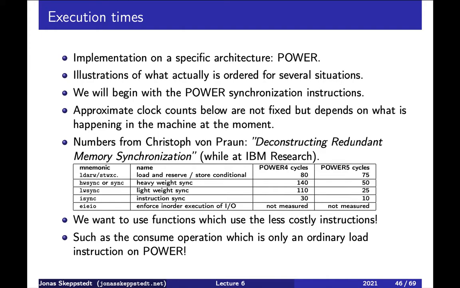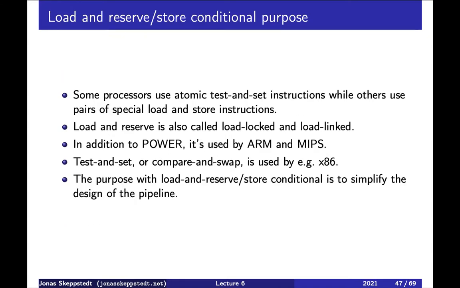Okay, so let's look at what they do. First, recall load and reserve and store conditional. I have mentioned this before, but I'll just repeat it here. Some CPUs have atomic test and set instructions, and others, including ARM, MIPS and Power, use two instructions instead, and we will see how that can be done in assembler code, by this load and reserve and store conditional.